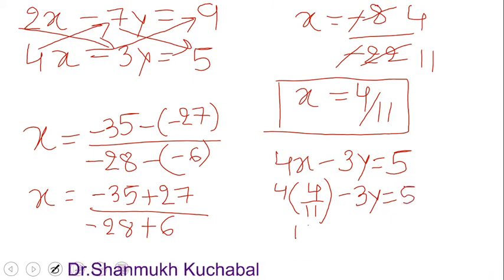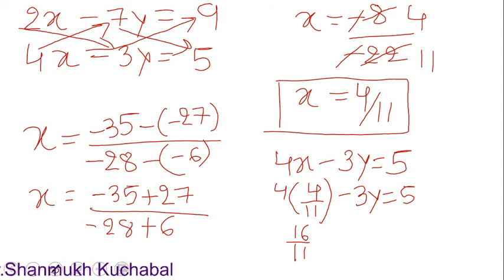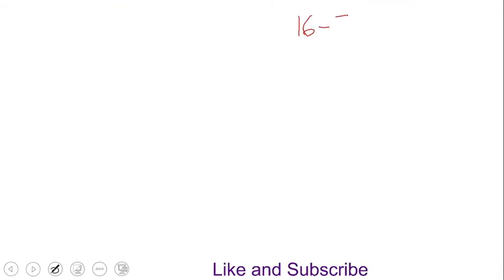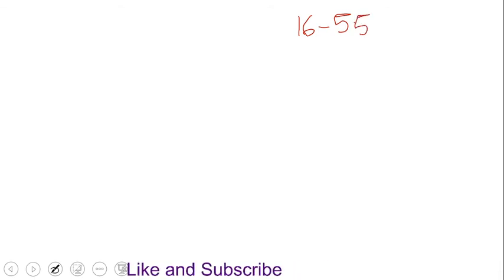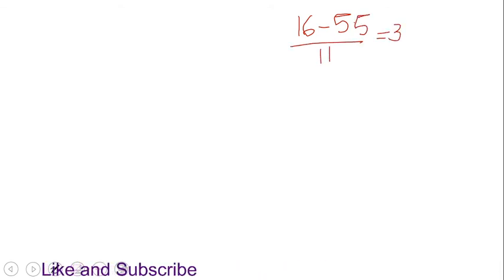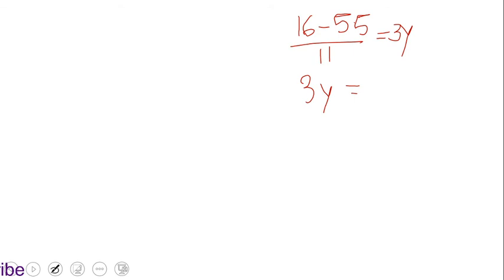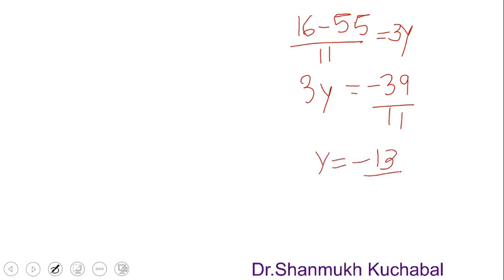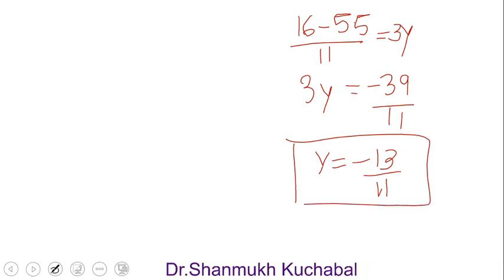4 into 4, 16 by 11, 5 take it to LHS, minus 5, minus 3y take it to RHS, we get plus 3y. Then simplify, we get 16 minus 55 divided by 11 equal to 3y. So we get 3y equal to 16 minus 55, we get minus 39 divided by 11, or else the y solution we get as minus 13 divided by 11. So in detail this example also I have solved.